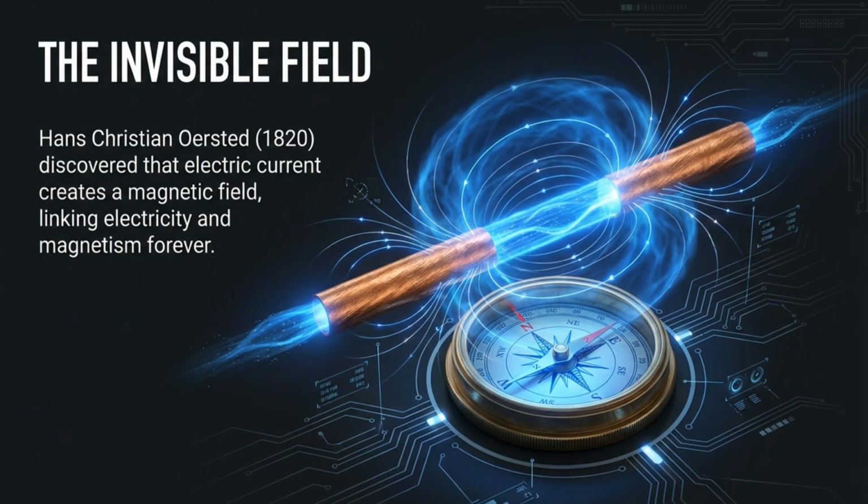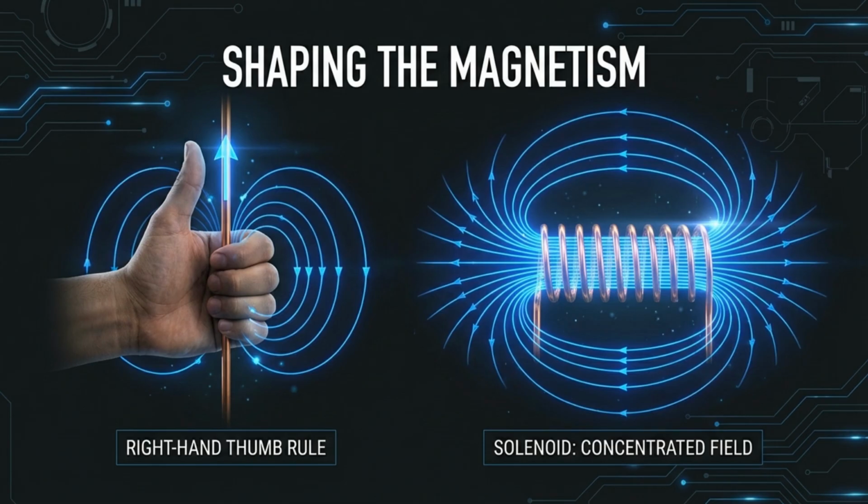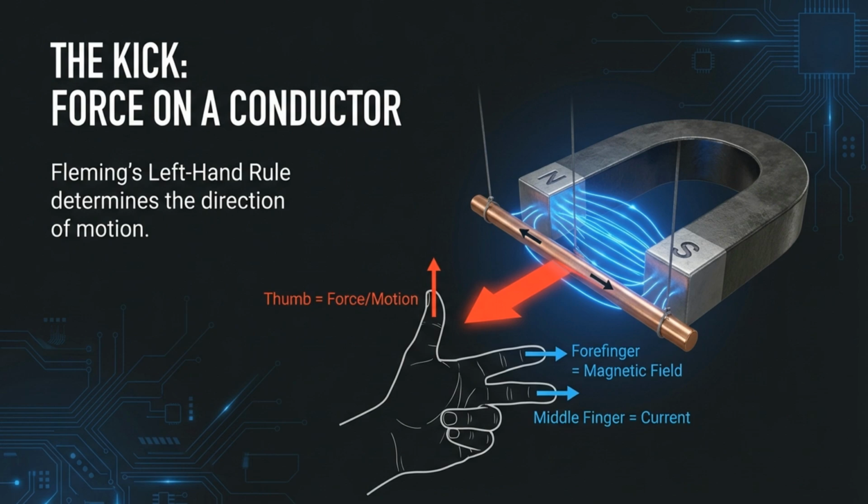Alloys fall in between. In 1820, Hans Christian Ørsted discovered that electric current creates a magnetic field, permanently linking electricity and magnetism. We can shape magnetism using rules like the right-hand thumb rule for a straight conductor, or concentrating the field using a solenoid. Fleming's left-hand rule determines the direction of the force on a conductor in a magnetic field. This rule links force, magnetic field, and current direction.